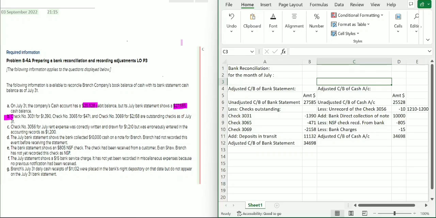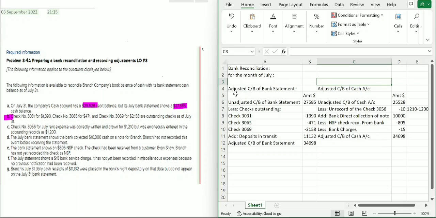Usually we see that our cash account and the bank statement account have a difference in balance at the end of the month. So we have to tally both these accounts. I have taken a model question here which deals with almost each and every issue of the difference, and we are solving it in Excel.